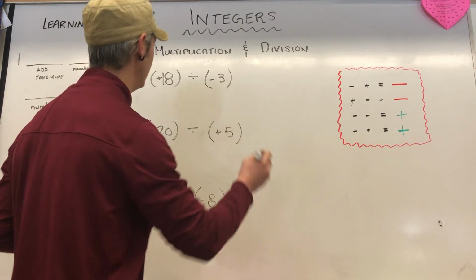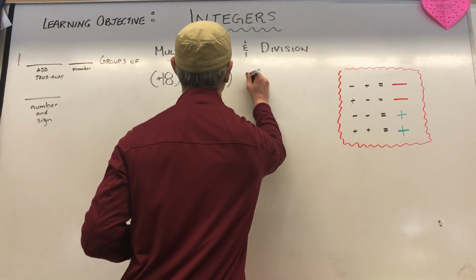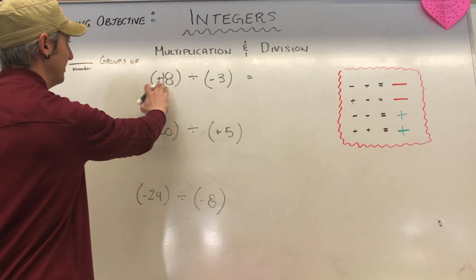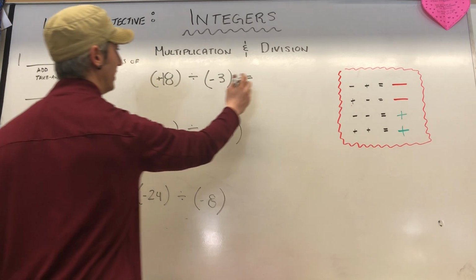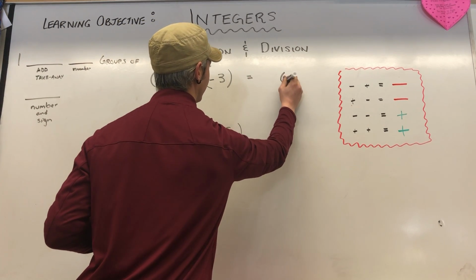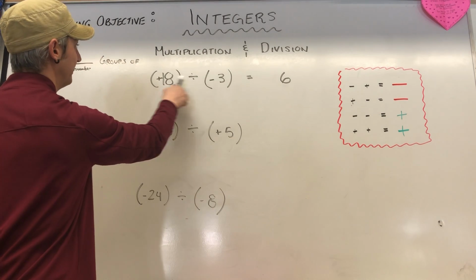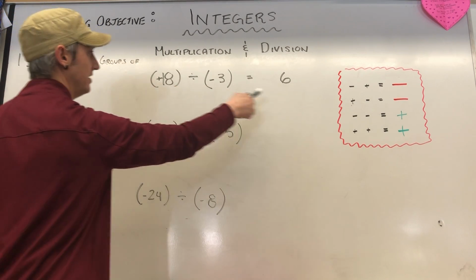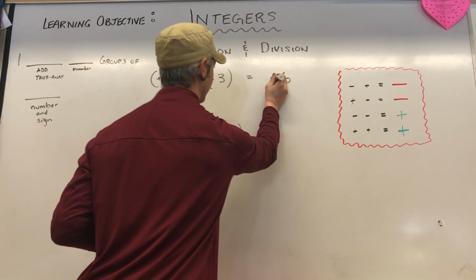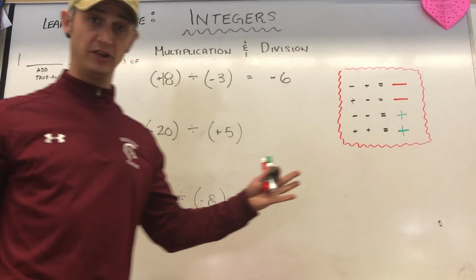The first thing I do is, well, what is 18 divided by 3? Ignore the signs. What's 18 divided by 3? It is 6. Are the signs the same or different? They're different. Different signs means my answer is going to be negative. Just like that. So easy.